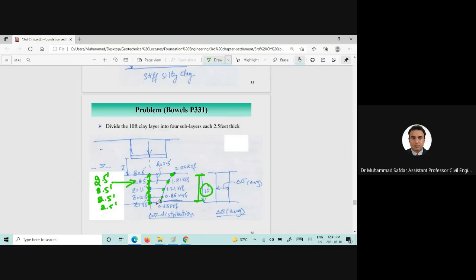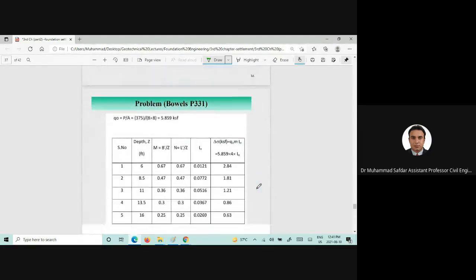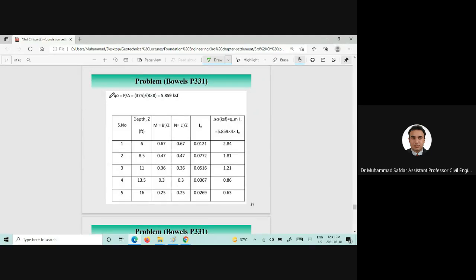We will find out different points, and once we get those points, we can find out the area 1 there, and we can also find out the area something like this, which will give us the delta sigma average, and that is desired. Okay, now we'll construct a table for Q naught equal to P by A, 5.859 kips per square feet.